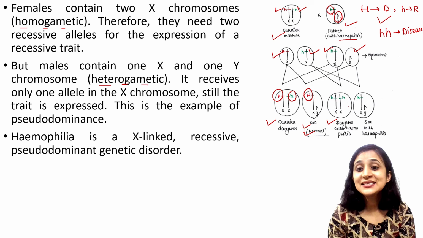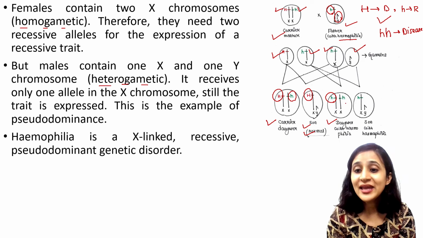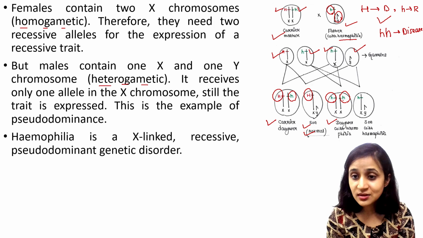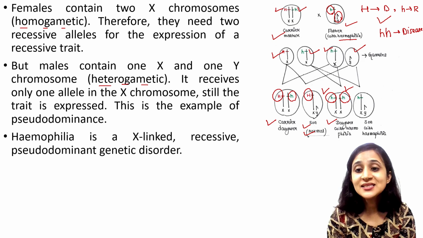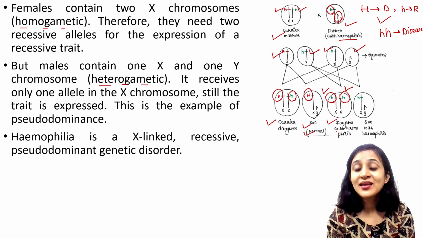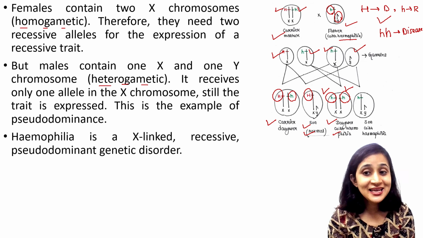In this case, the daughter has two X chromosomes and she has two small h alleles. She is getting both recessive alleles, one small h from the mother and one from the father. So she is hemophilic here because she has both recessive alleles.